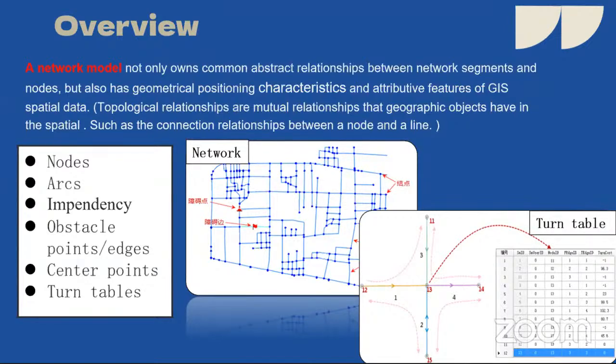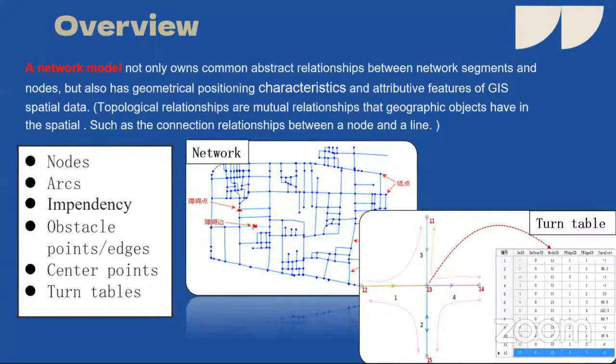Okay, so center points are discrete devices which are located at the nodes of the networks and have the capabilities to accept or provide resources. So these are the nodes. This is an example of the nodes, and this is the center points. And this one is the obstacle point.